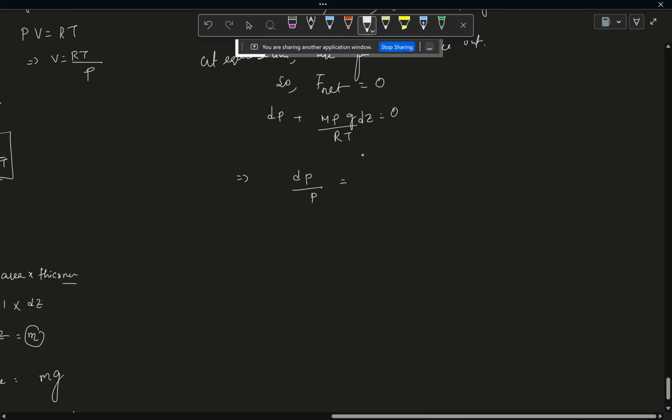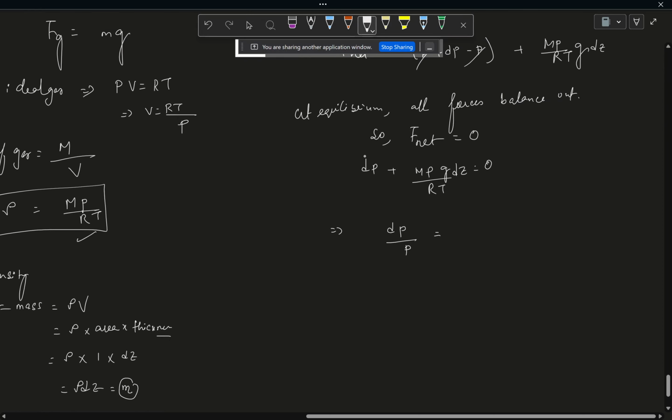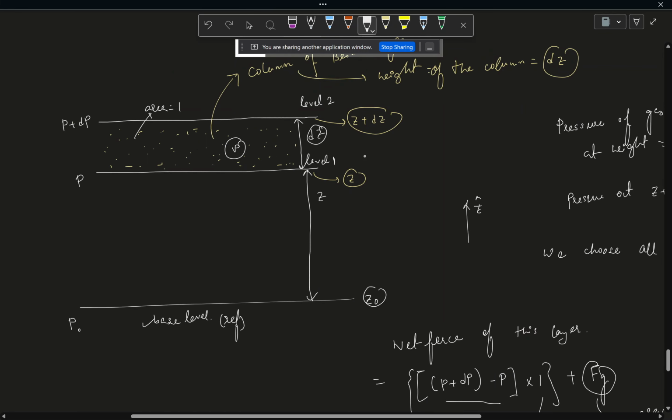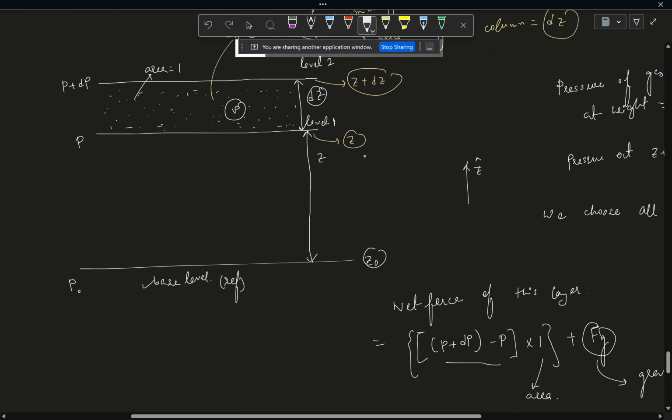Now I want to know why you are subtracting the P plus dP minus P. Basically because you know that pressure is force by area, so pressure is also connected to some kind of force. For this particular column, when we are considering between z and z plus dz, you can think of it like two surfaces of the gas layer. This is one level and this is another level.